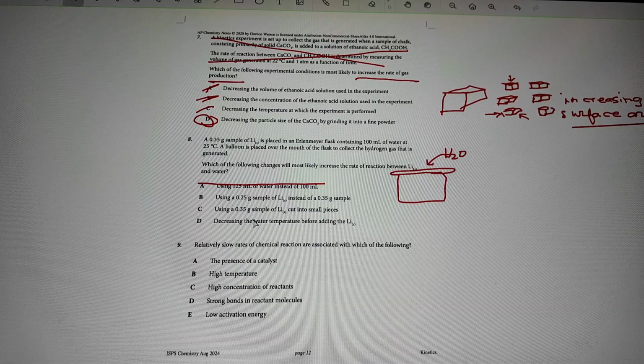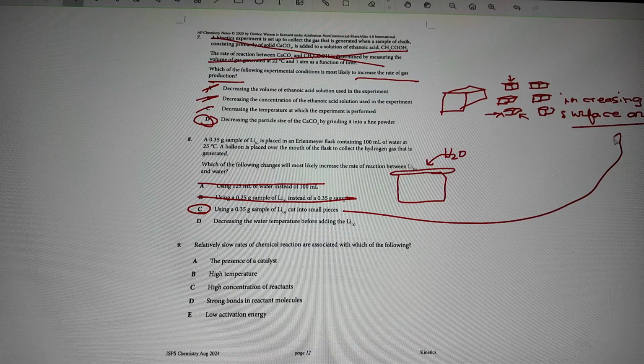Using a 0.25 gram sample of Li instead of... no, using less of anything doesn't make the reaction happen any faster. Cut into small pieces. I don't even need to read it, this was the same question. What does cutting it into small pieces do? It increases the surface area.